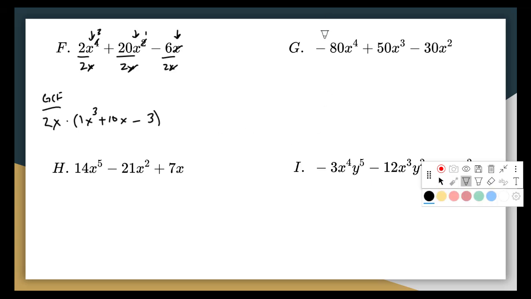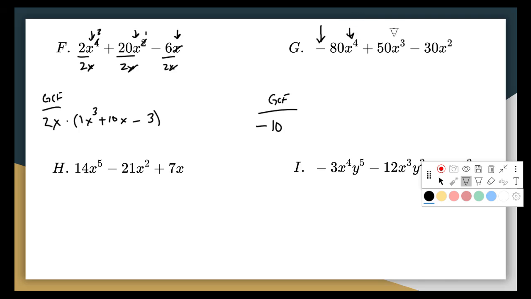In letter G, 80, 50, and 30. Now, here's the first time we've seen it. There's a negative in the front. So I got to take the negative out as part of the GCF. So there's going to be a negative out there. 80, 50, and 30. 10 is the first number that goes, the biggest number that goes in all three. So my GCF now is a negative 10.